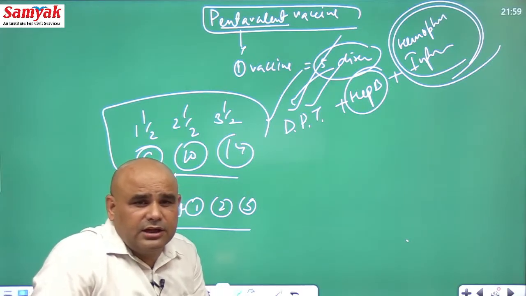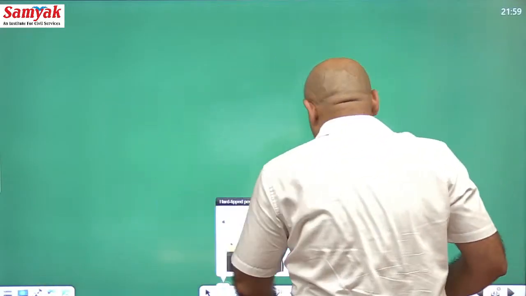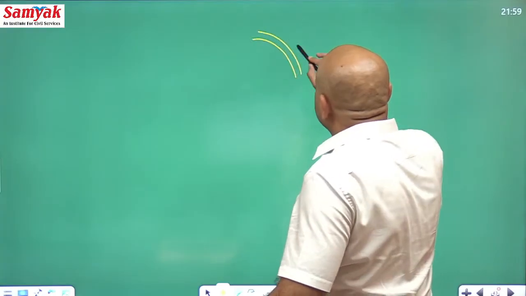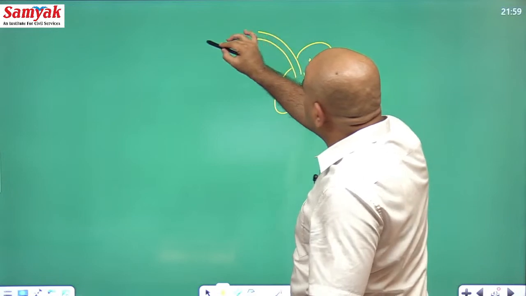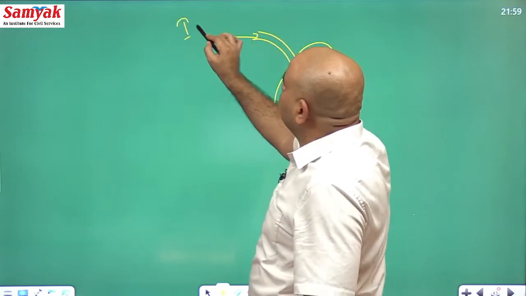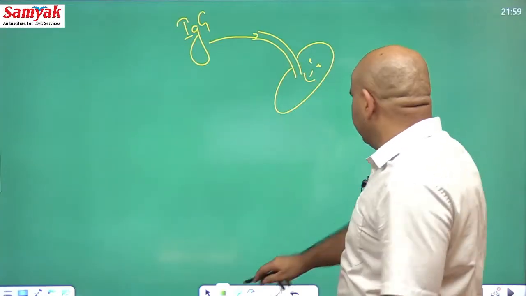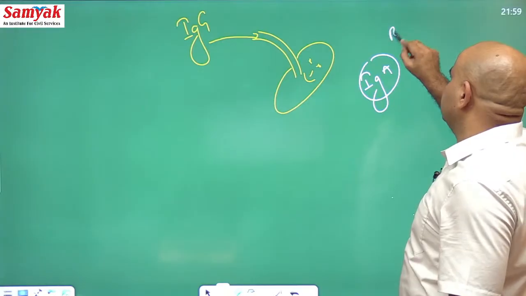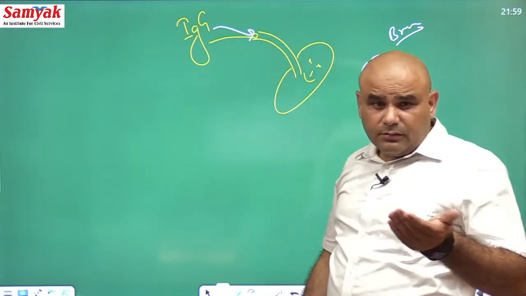Bilasha, IgG. Oh, you people are discussing over that. Let me make it very clear that this is the placenta and this is the baby. By means of the placenta, the mother will gift IgG, and by means of breast milk, the mother will gift IgA. Breast milk gives IgA and IgG comes from the placenta.